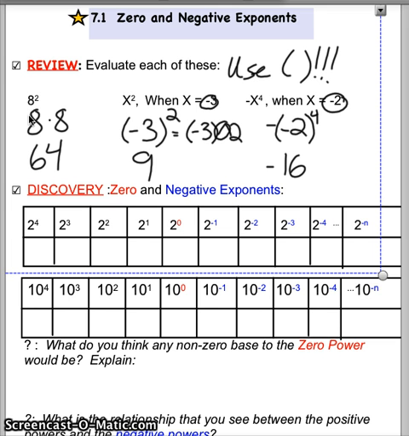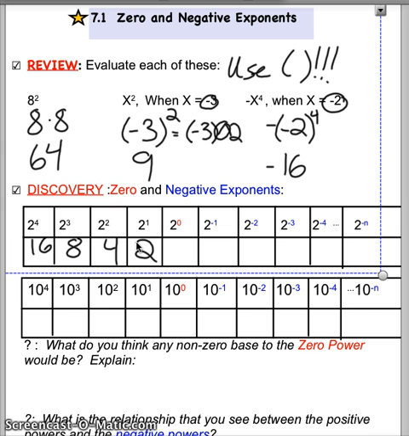Now, we've already talked about 2 to the 4. 2 to the 4th power, you should be getting 16. 2 cubed, 2 times 2 times 2 should give you 8. 2 squared should give you 4. 2 to the 1st, if you recall anything to the 1st power, you just get back whatever you started with. So 2 to the 1st gives you 2.